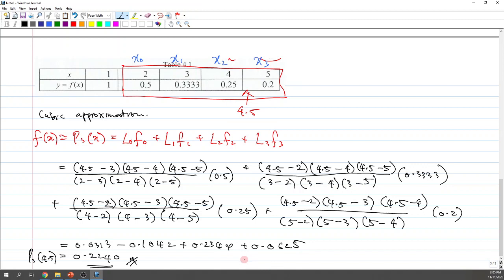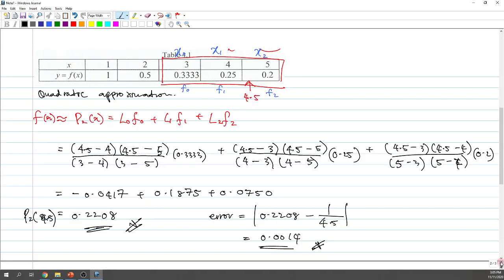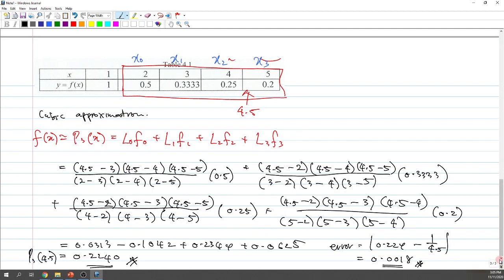Okay, how about the error? The error is equivalent to 0.224 minus 1 over 4.5, which is equivalent to 0.0018. So from here we can see that the quadratic still has the lower error. So it is not necessarily true that the higher order gives the correct answer or the closest answer.